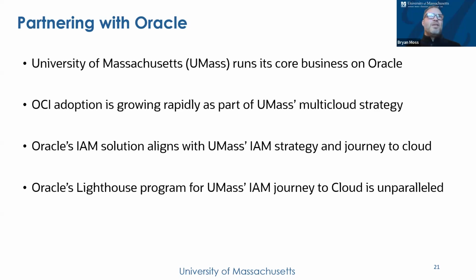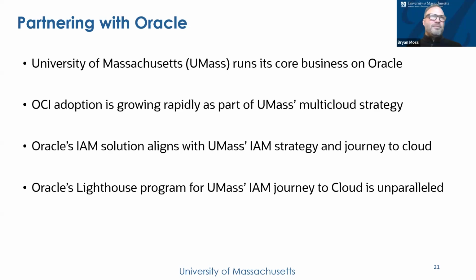So UMass runs its core business on Oracle. We've always been an Oracle shop from databases on up, and we've been happy with that. OCI adoption is growing rapidly as part of UMass's multi-cloud strategy. It's great to be able to not only have SaaS products like Oracle Access Governance, but also to have OCI, which is just cloud infrastructure to use for other things that we need as far as our cloud adoption. So we get the best of both worlds.